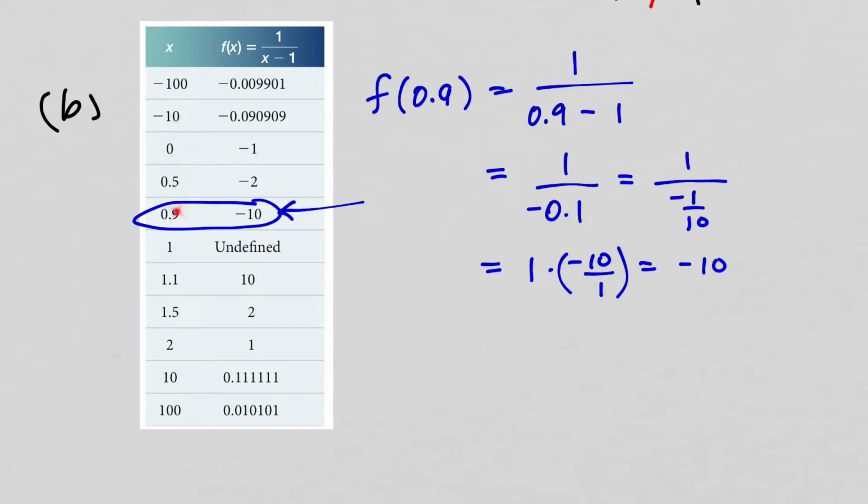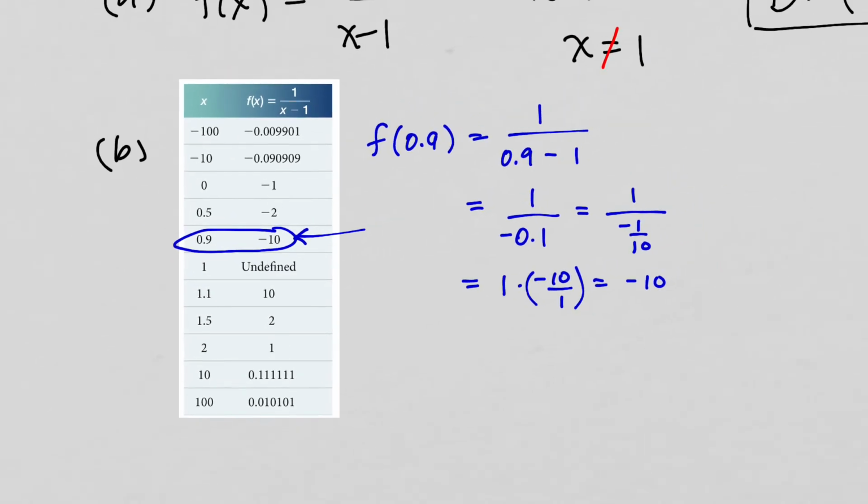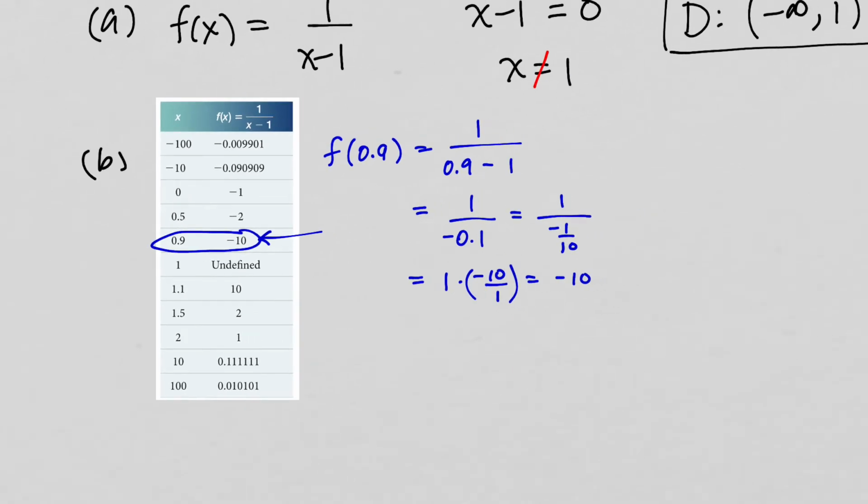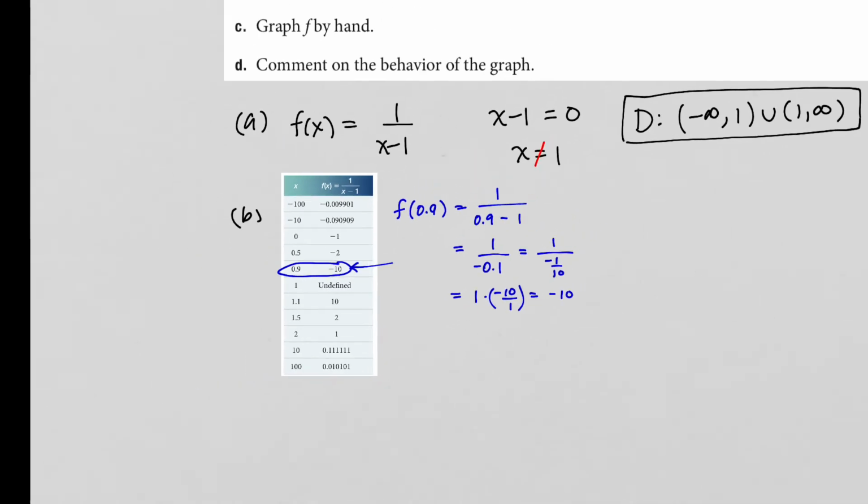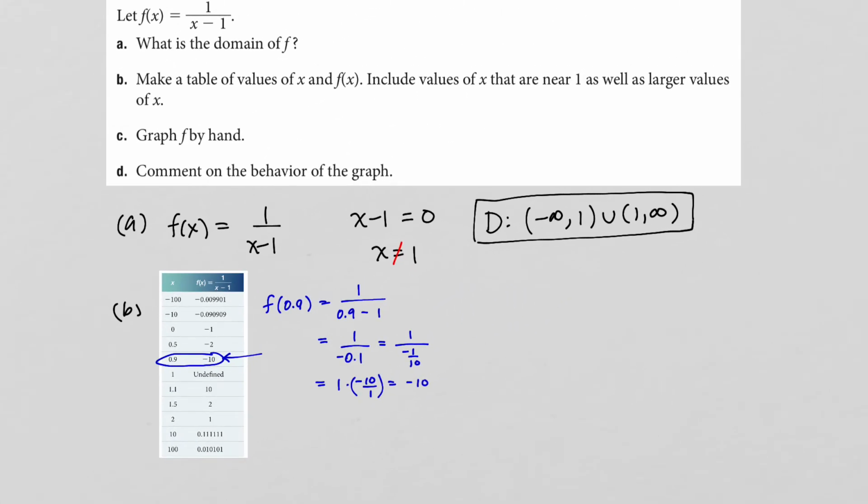And all of the rest of these values are found by plugging these numbers into the function. So I won't show all the work for that, but I will say that you should definitely be able to do that with a calculator. Now for the third part, they want us to graph the function f by hand. So let's bring in a graph and take a look at what it looks like.